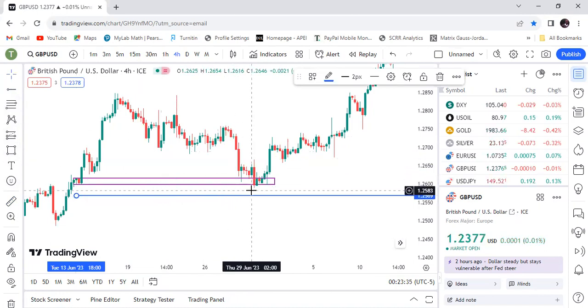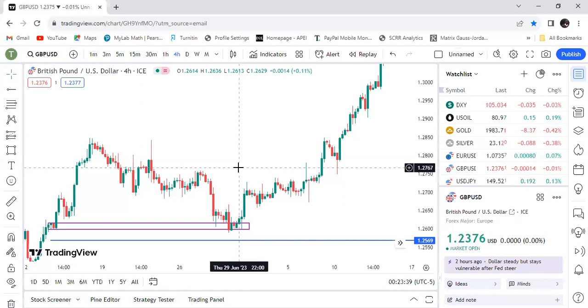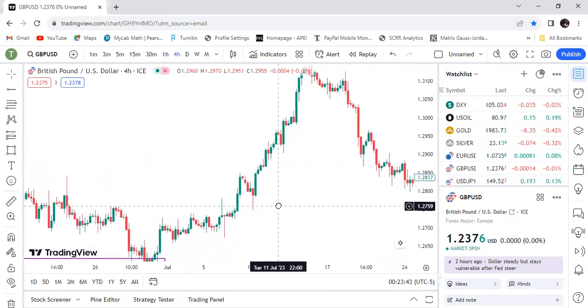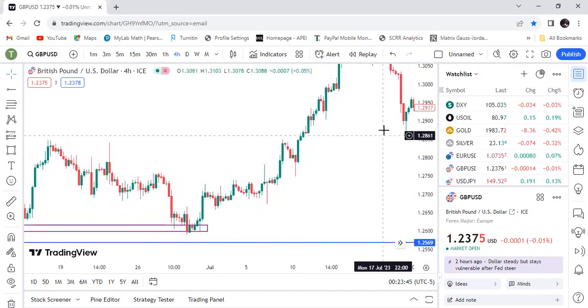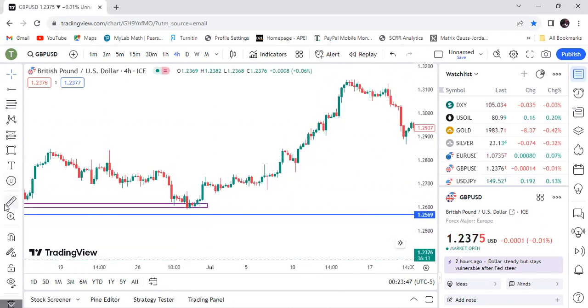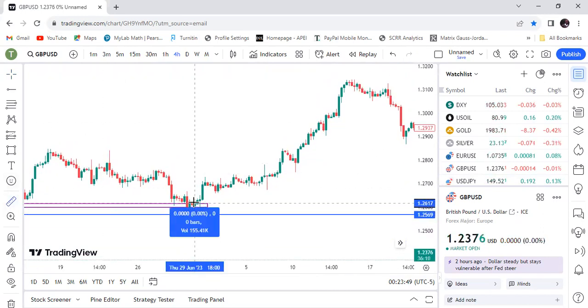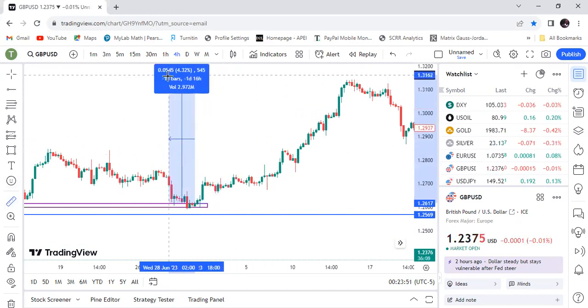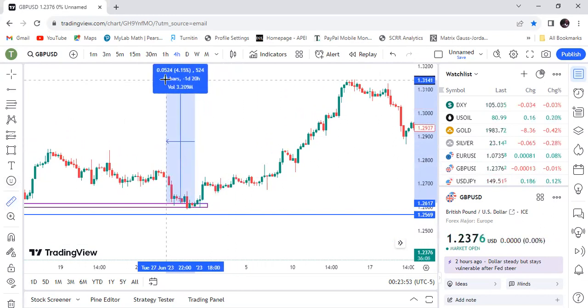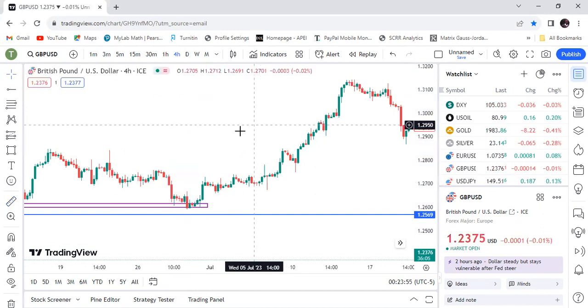So you can see the market did not hit our stop loss. The market respected the region, which is the buy zone or the demand zone, and it went all the way up. Basically, an estimation of around 524 pips.